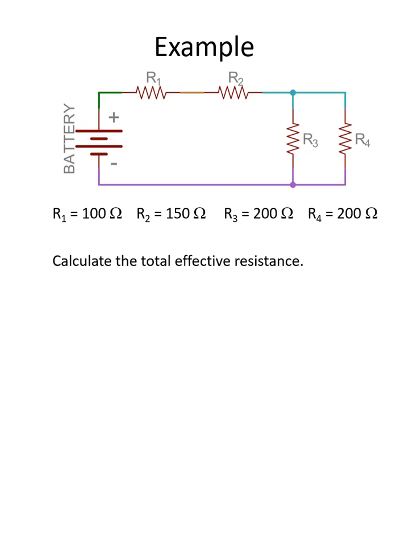Let's look at an example. There's a battery, there are 4 resistors, as you can see on the circuit, and I've given them resistances of 100 ohms, 150, 200, and 200. What I want to do is calculate the total effective resistance. Make sure that when you come away from this video, you understand this example, because it's a good example that'll help you understand all the different ways that we analyze these relatively simple circuits.